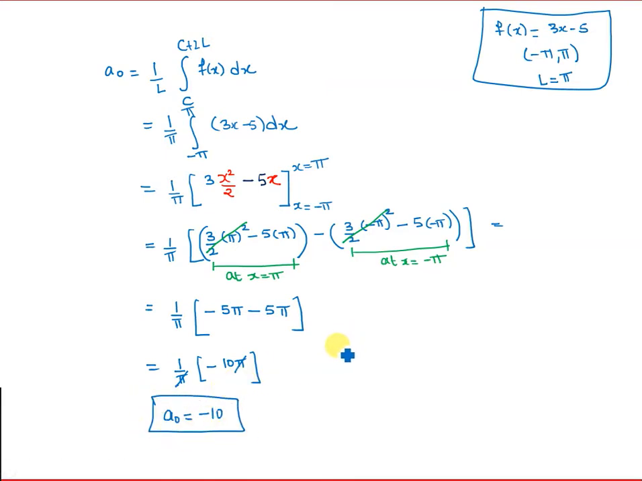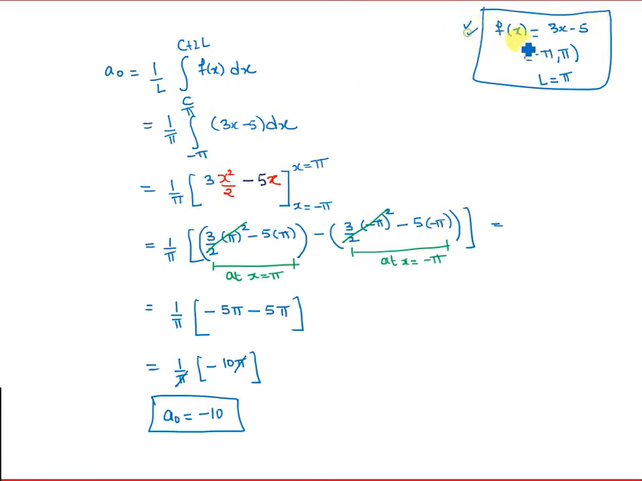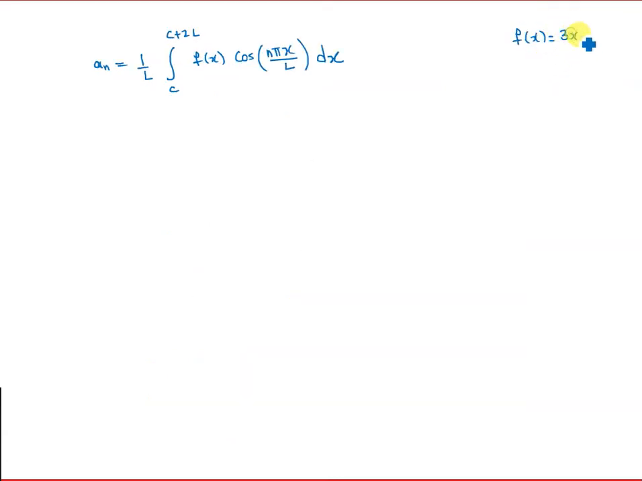Okay. So now we will find an. So again the formula for an is 1 over L integral c to c plus 2L f(x) cosine of n pi x over L dx. So again we are going to use the same thing from the question. f(x) is, what is it? This thing, 3x minus 5. The function defined from minus pi to pi with the value of L as pi. So we need this information from the question always.